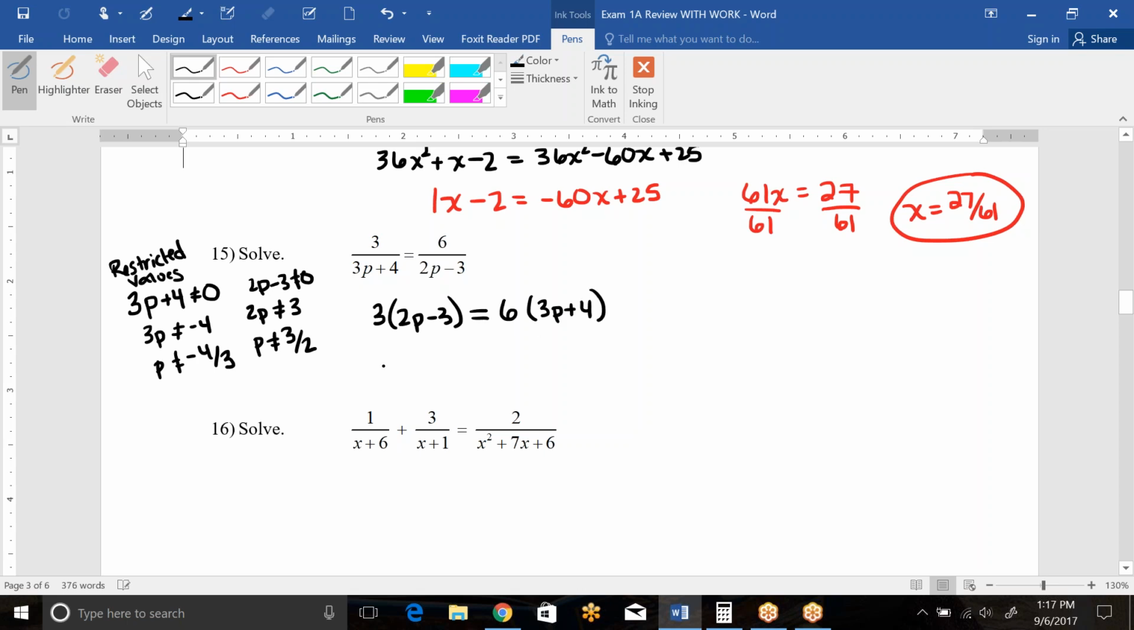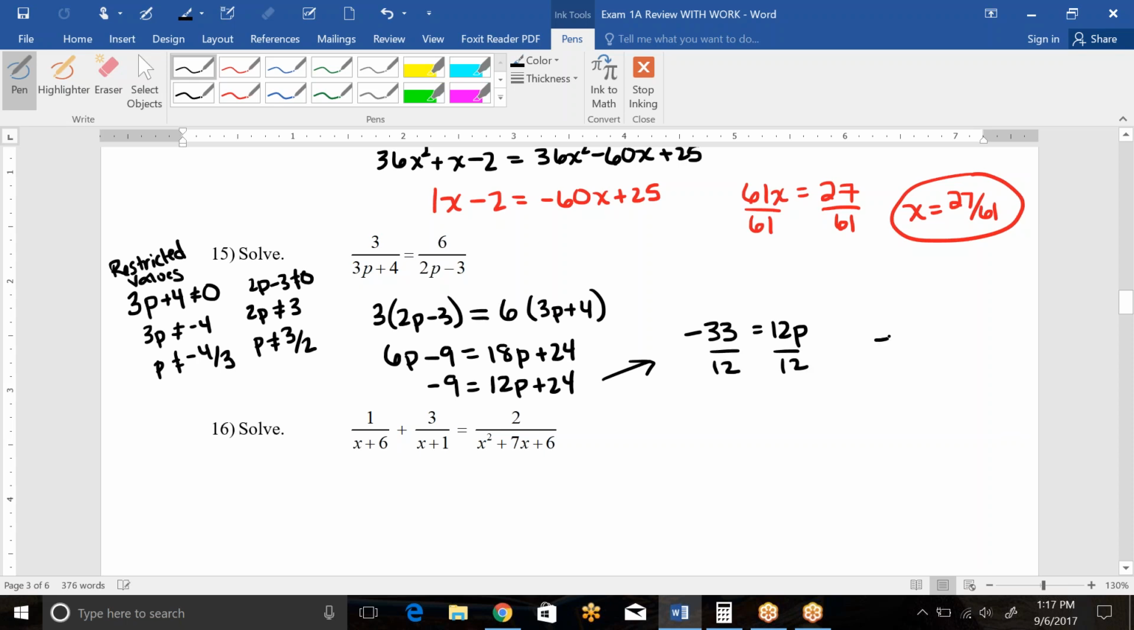distribute from there. So then if we distribute this, this is 6p minus 9 equals 18p plus 24. I would subtract the 6p over, so that's going to make this 12p. And then I would subtract the 24 over, which is going to make that negative 33 equals 12p. Divide both sides by 12. And since negative 33 over 12 is reducible, we can divide both top and bottom by 3. That's negative 11 over 4.